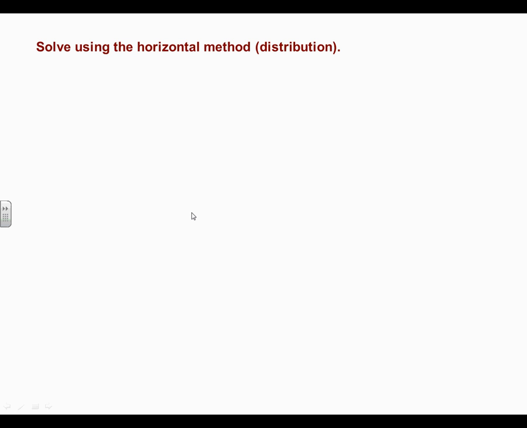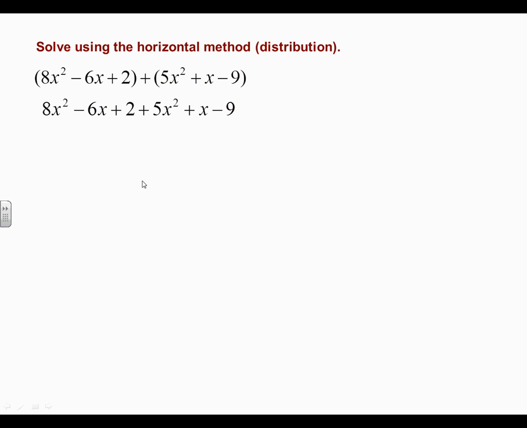Now we're going to use the distribution method. Here's an example. Whenever you have parentheses, you always assume that there is a 1 in front. So here I've got an invisible 1 in front here, and an invisible 1 in front here. I distribute the ones in. Because of the plus sign, all that happens is the parentheses go away, the signs all stay the same. At this point, I'm now ready to add my like terms.